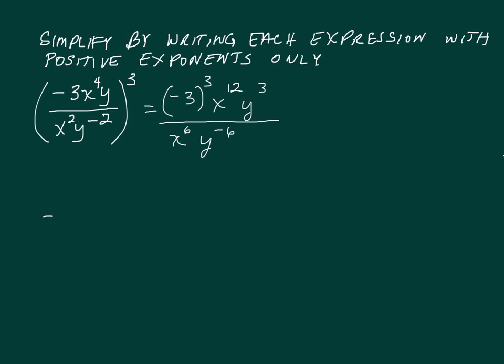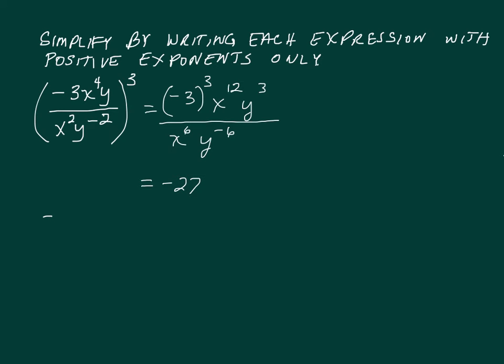Alright, so -3 to the third. Well, let me see. 3 to the third is 27. So -3 to the third is -3 times -3 times -3, which is -27. Notice it's to the third power. So it's -27 x to the 12th over x to the 6th.